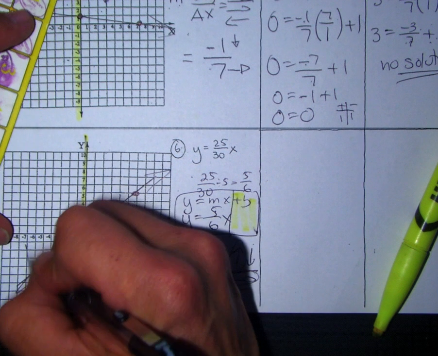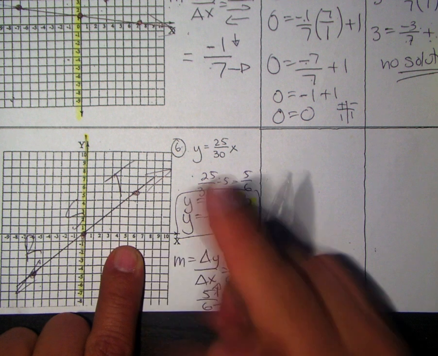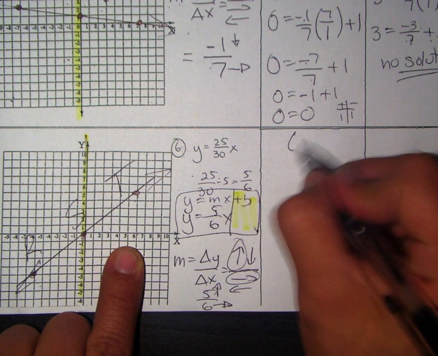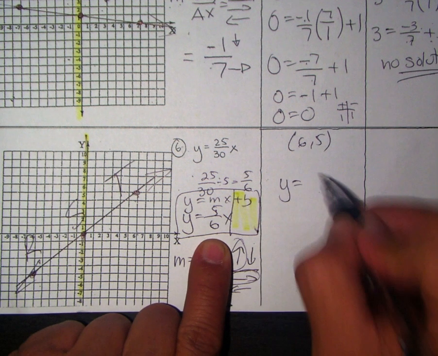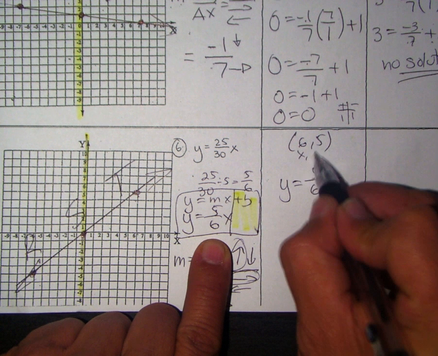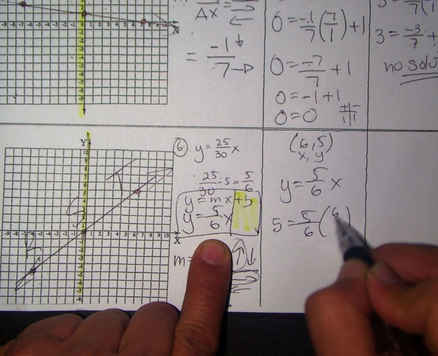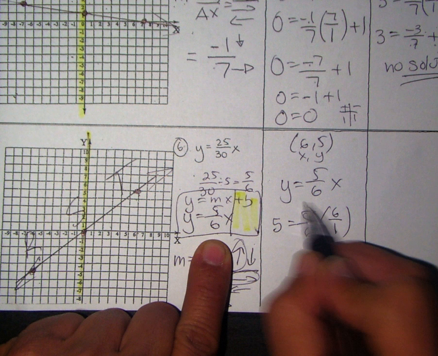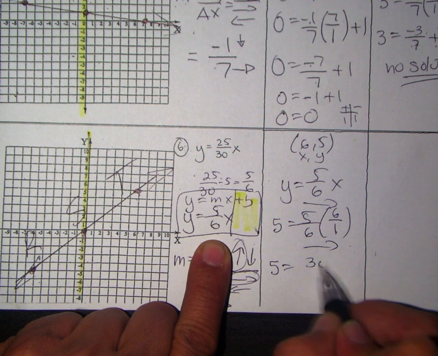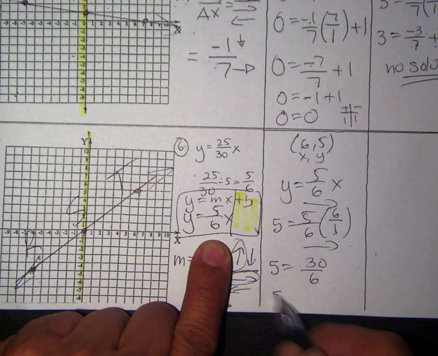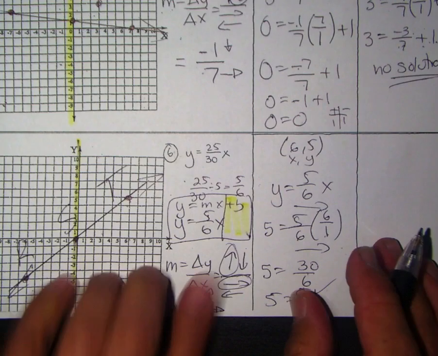And then let's put RST. Which one do you want to use as a solution? I'll use 6, 5. You could use this equation. It's the same thing. So your y is 5. So we got 5 over 6 times x, which is 6 over 1. So then multiply side by side. 5 times 6 is 30, 6 times 1 is 6. So 30 divided by 6 is 5. So it's a solution.